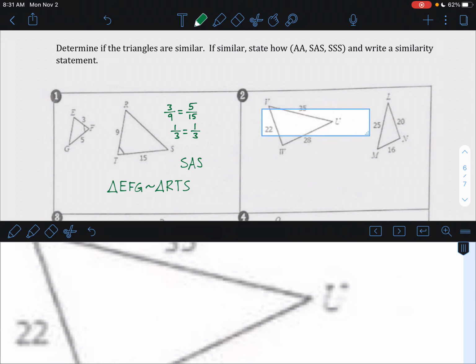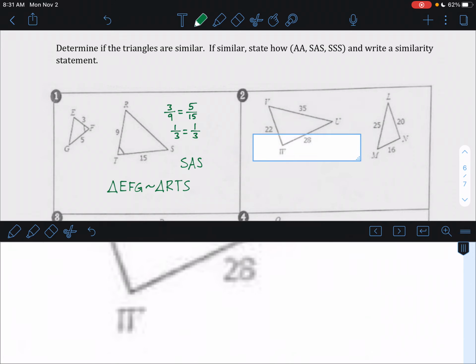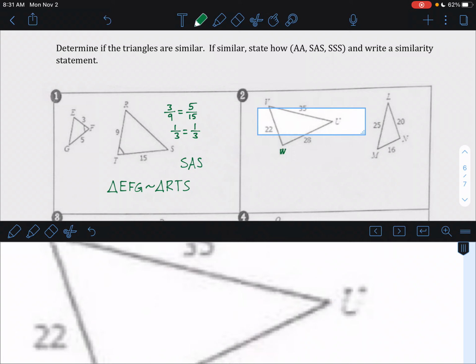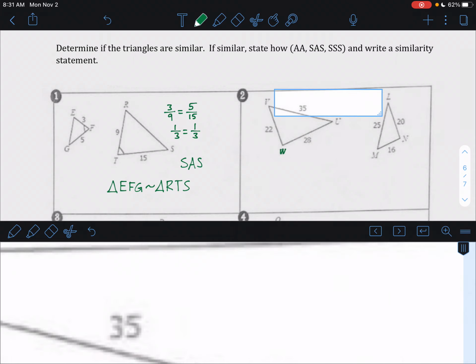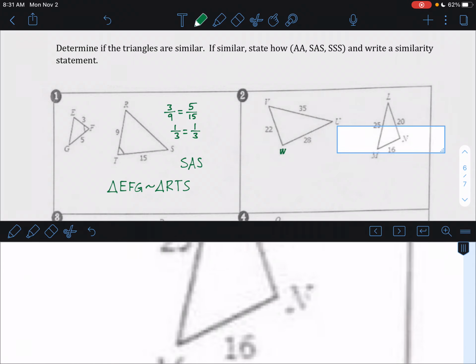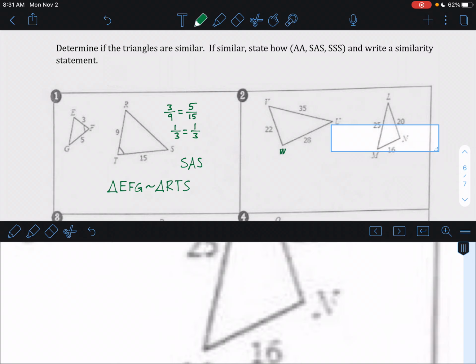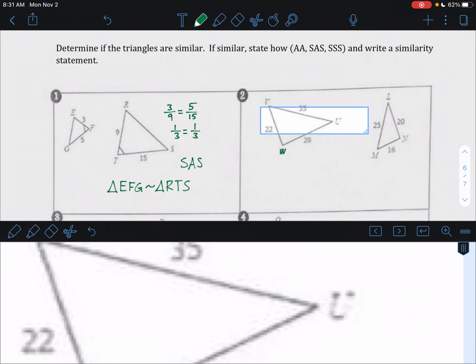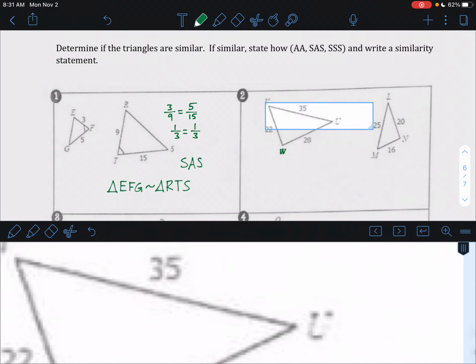Okay. I do apologize that some of these letters aren't very clear. That's W. It took me a while to figure out that was a W. Anyways, I see no angles marked on either of these triangles, but I do see 3 sides marked with measures. So hopefully I'm able to conclude using SSS.